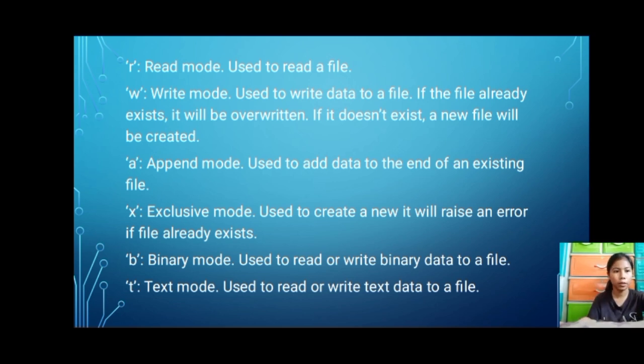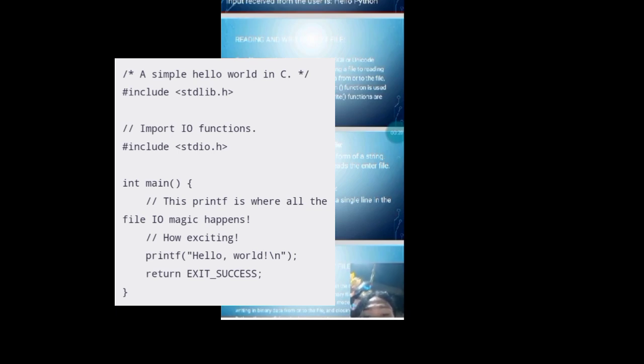Reading and writing text file. Text files contain plain text such as ASCII or Unicode characters. Text file I/O involves opening a file for reading or writing text data from or to the file, and closing the file. In Python, the open function is used to open a text file, and the read and write functions are used to read and write text data.